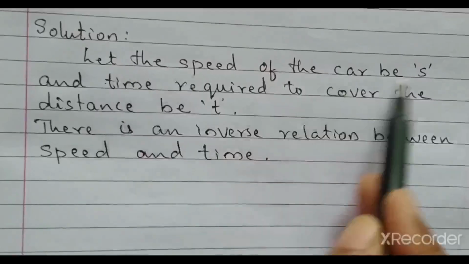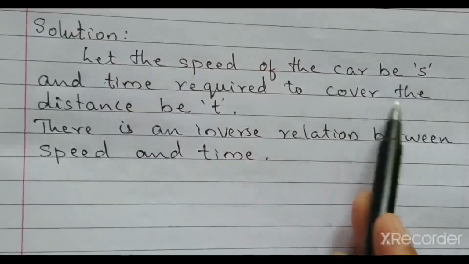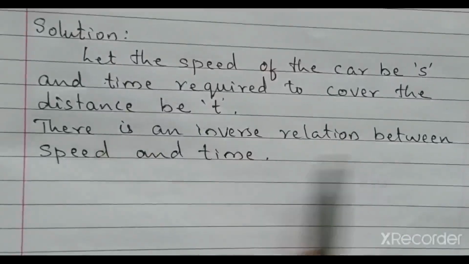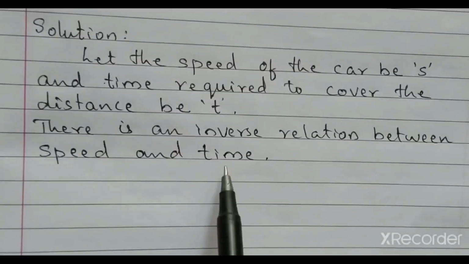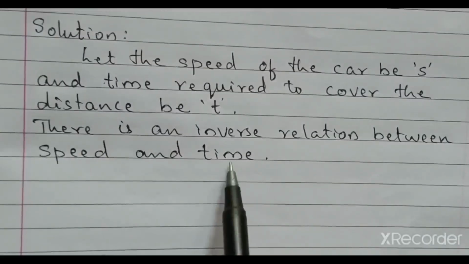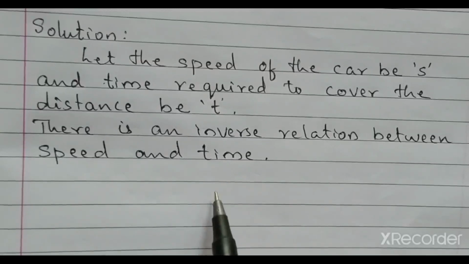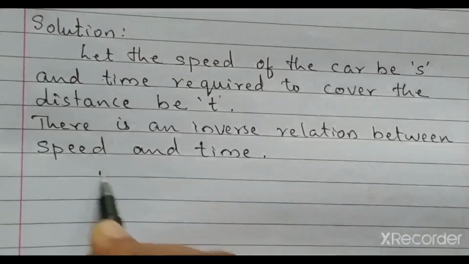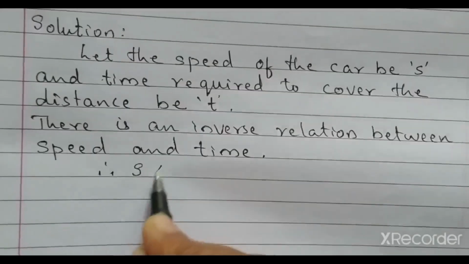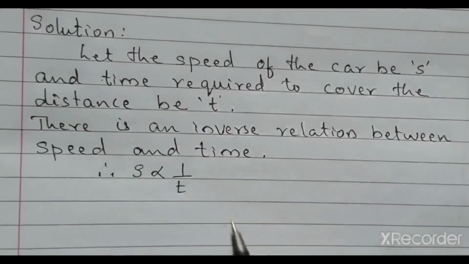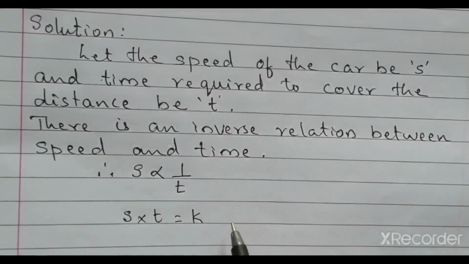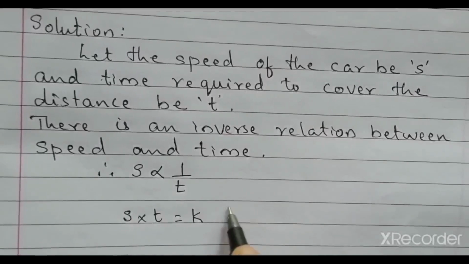Let's take the speed of the car as s and the time required to cover the distance as t. There is an inverse relation between speed and time. That means if speed increases, time will become less, and if speed decreases, time will become more. Therefore, s varies inversely as t. S multiplied by t is equal to k, where k is the constant of variation.